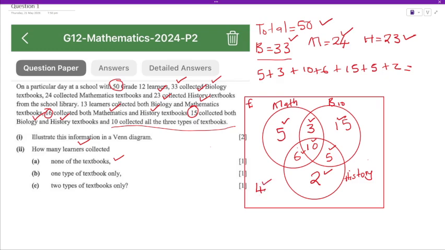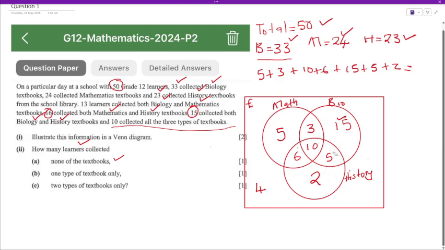Okay? So please pay particular attention to how you do this. When you add everything, you have confirmed each set is correct, like we have confirmed. Math is correct. We have 24 for math. Biology, we have 33 total. History, we have 23 total. We have confirmed. So meaning the remainder goes outside the sets. Okay? So that is what that means. Let us now go ahead and solve these questions that are following up.